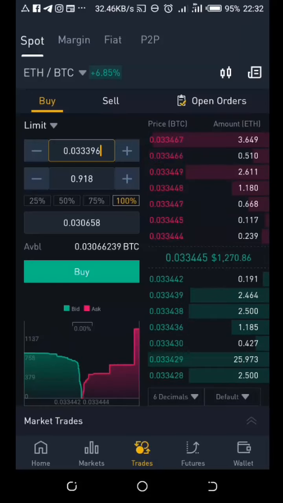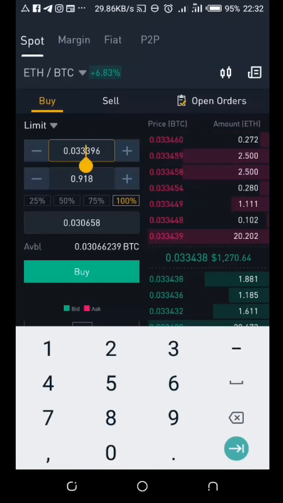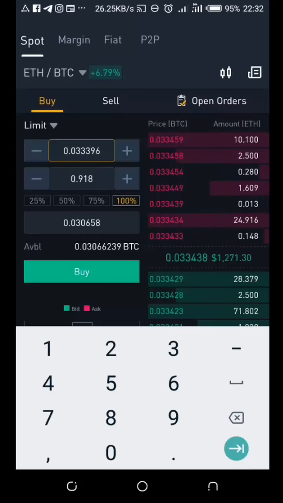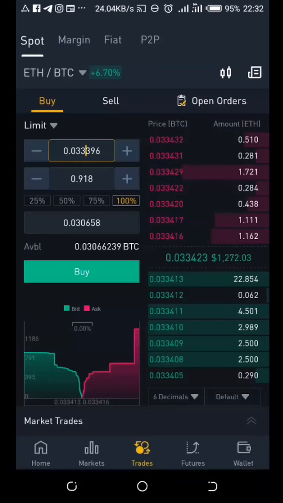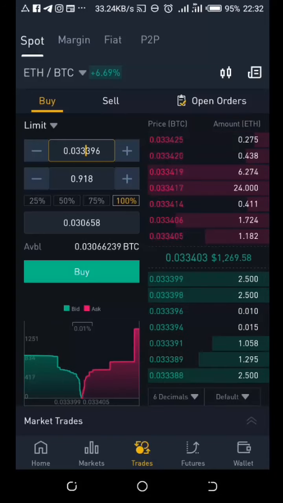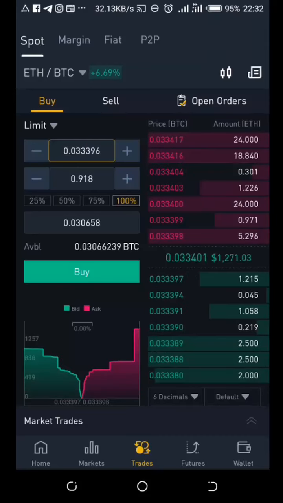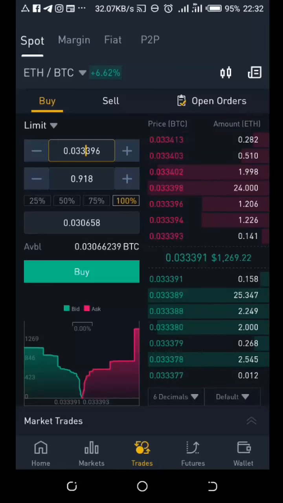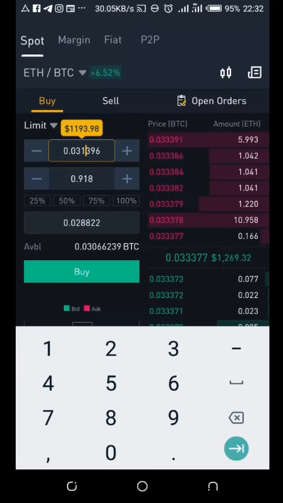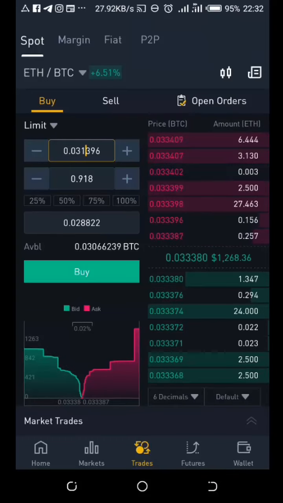So what we're now going to do is we say, let's push this down. Instead of buying at the price of 0.033396, which, if you look at the market price, is actually lower than the market price, we can also go ahead and push it down more than the market price again. So we can remove these 3 here and put 1.